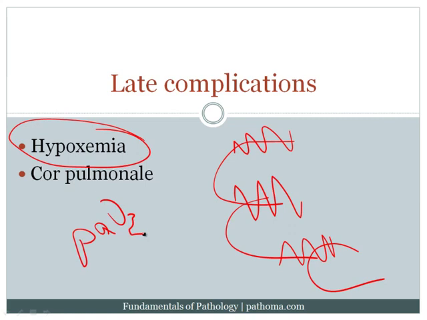PaO2. Remember that hypoxemia is a PaO2 less than 60. Okay, so that's going to be a problem. And then, of course, another problem, as I've already discussed, is eventually if they get hypoxemia, then the blood vessels are going to constrict. And as the blood vessels constrict, the right heart is going to have to pump against those blood vessels. And when the right heart pumps against those blood vessels, it'll first undergo hypertrophy, but then eventually it'll undergo failure, and that's called cor pulmonale. I've already explained this previously.